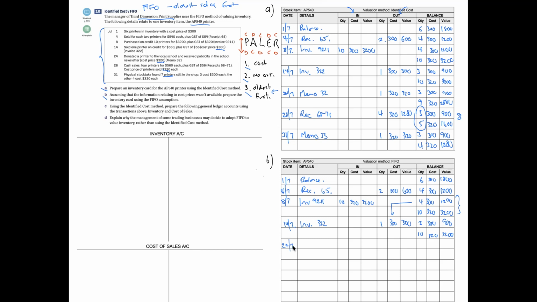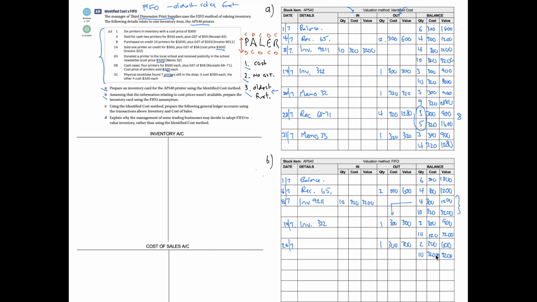On the 24th of the 7th, we donate a printer. So one goes out. But again, we assume it is the oldest one that is being donated, leading us to two $300, $600, and still having 10 of the $320, $3,200 printers.